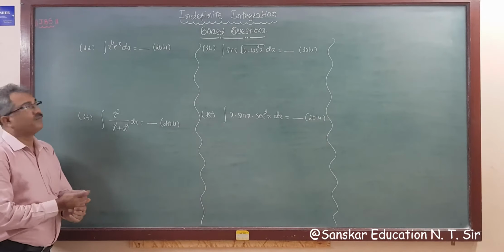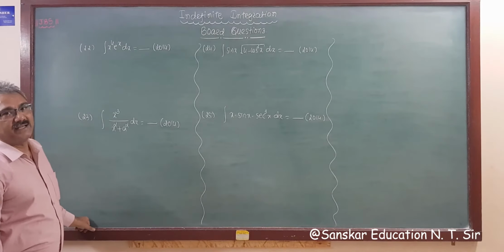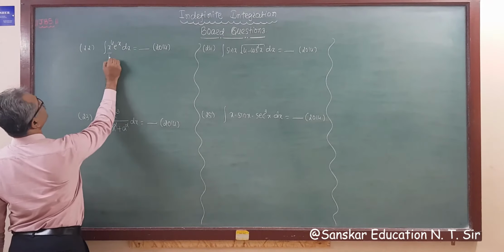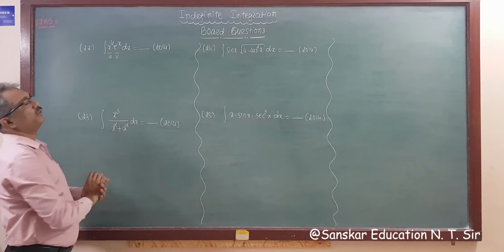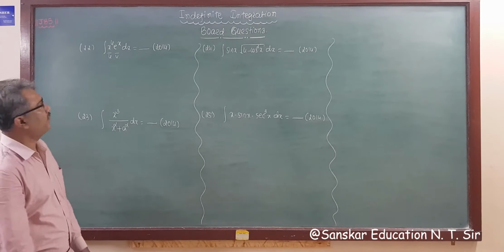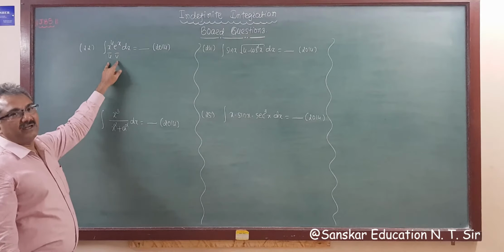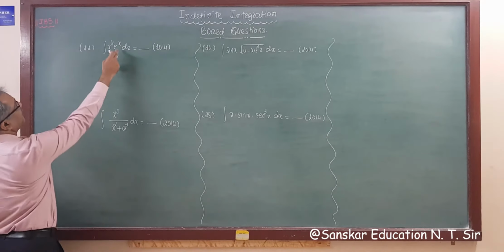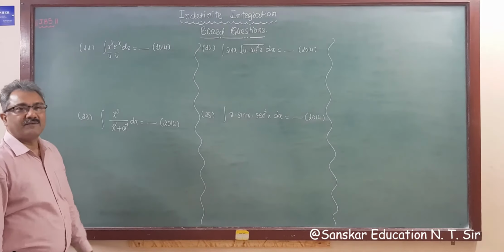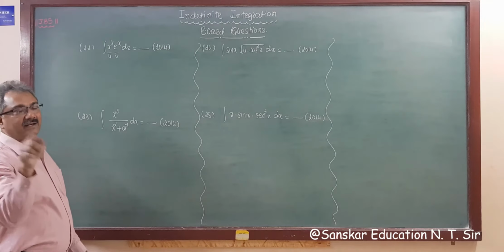Question number 22. Integral of x raised to 4 e raised to x dx. Using integration by parts, you have to decide u and v, and you know how to integrate this. But I am going to give you one new formula, a general formula for integration by parts. When exponential functions are given, you are able to integrate using that formula very easily and directly, right?